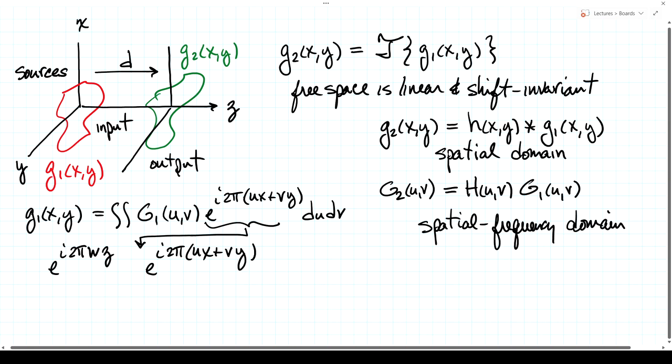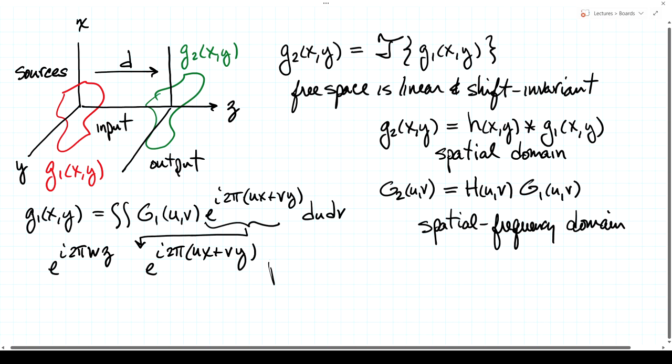So if we represent this input field, g1 of x and y, in this form of an inverse Fourier transform, physically, this phase factor represents the x and y dependence of a plane wave. And therefore, when this field propagates a distance d, the only change to this phase factor must be the addition of a term e to the i 2 pi w, and then z would be d, the amount we've propagated along the z-axis.